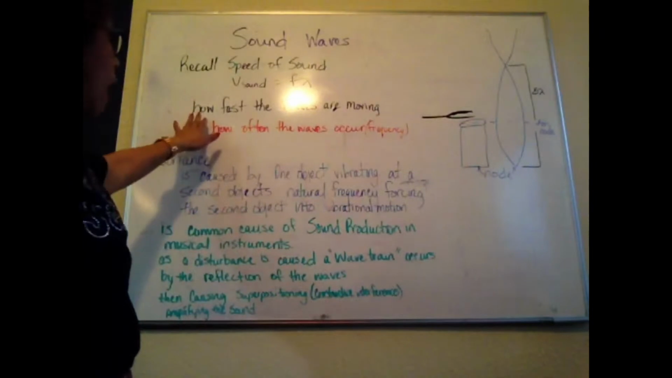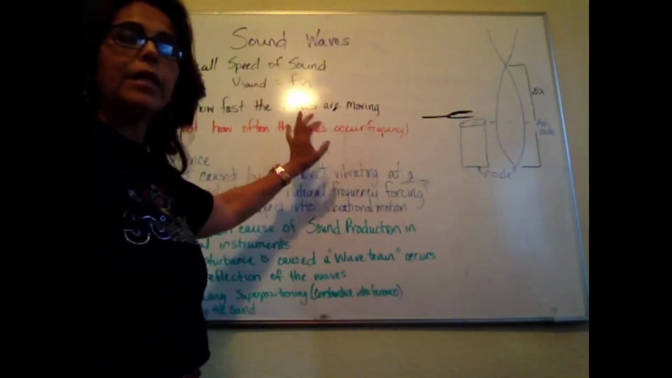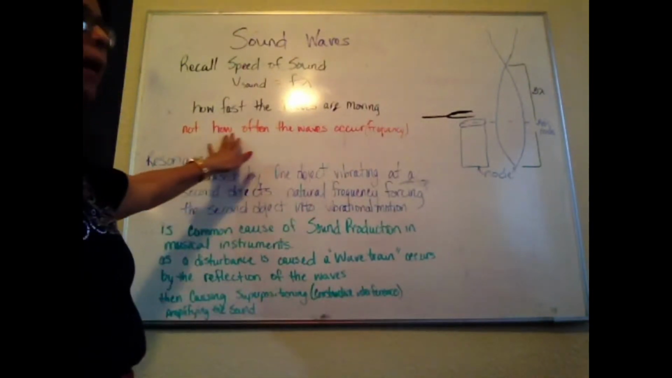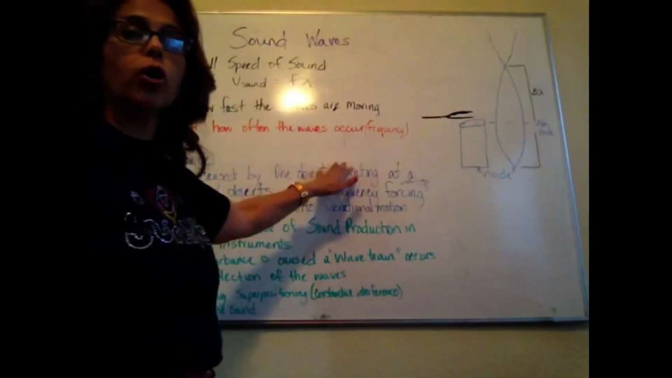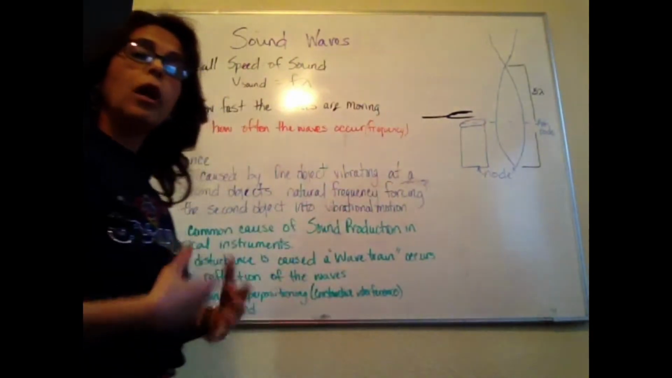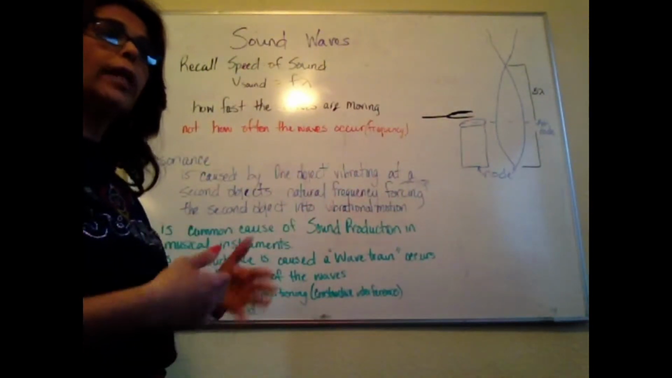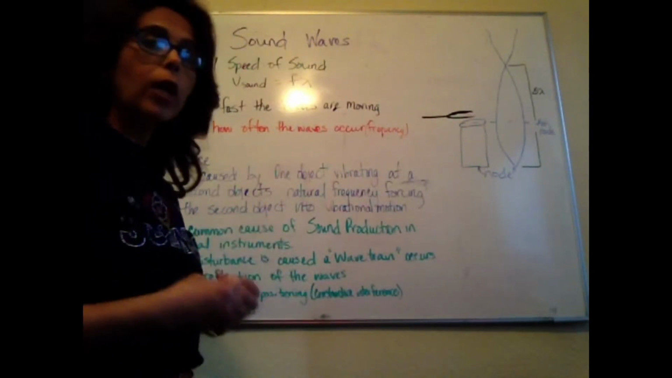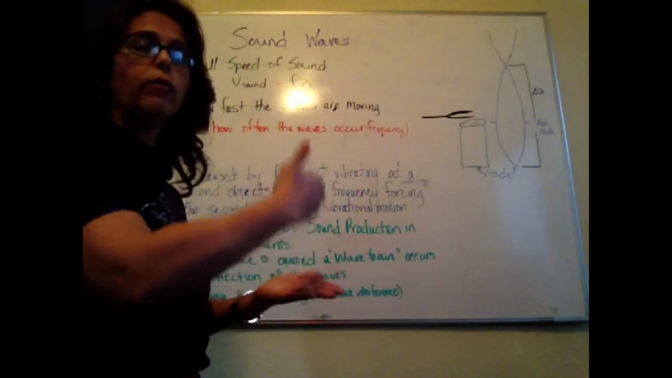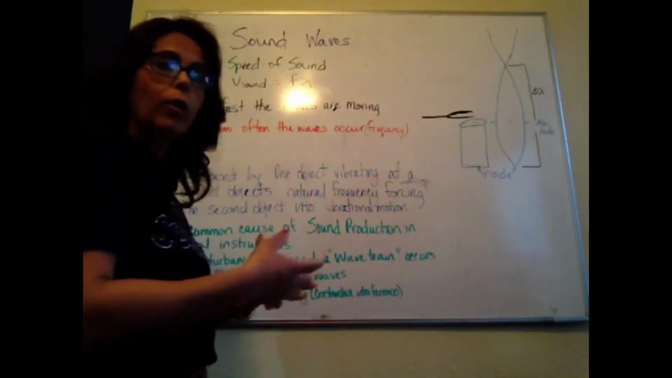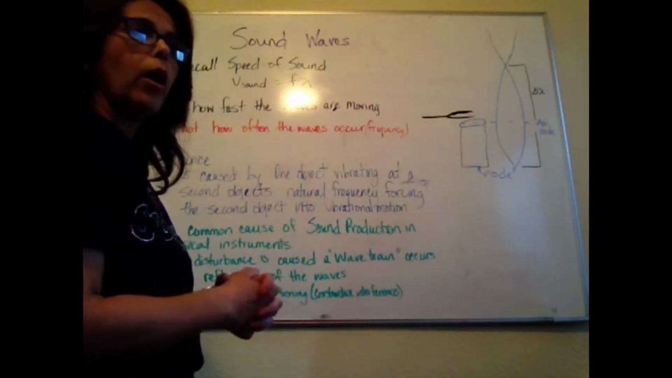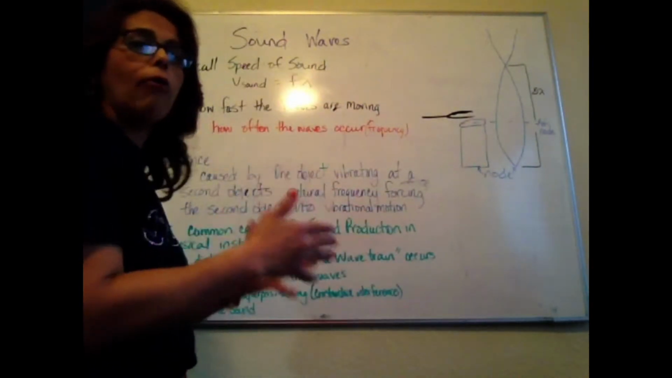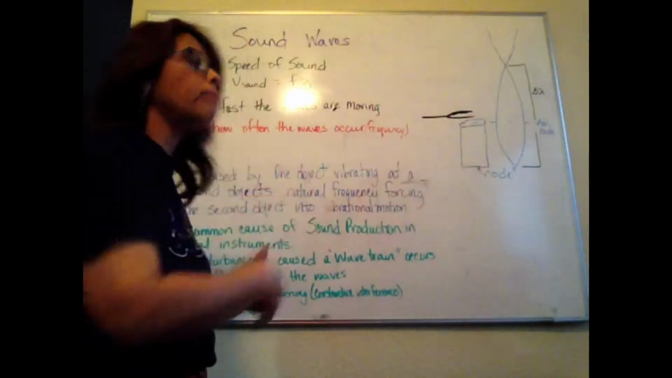How fast the waves are moving is the velocity of sound, which is commonly mistaken for how often the waves occur, which would be frequency. And so you have to be careful when you're describing truly the speed of sound compared to the frequency at which the sound waves are being produced. Remember, the frequency is talking about how many compressions and rarefactions we have in a set time frame, not how fast they're moving through the medium.